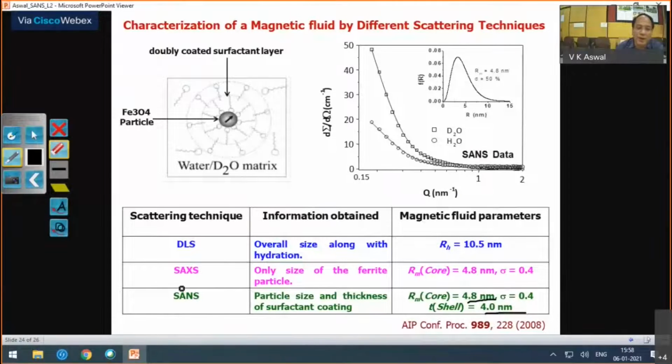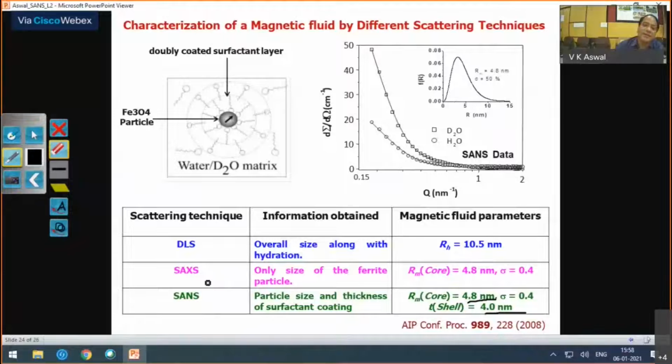But when you do small angle neutron scattering, you get the core size, which is consistent with that obtained by SAXS, plus you get the shell thickness of this surfactant coating. That you can only get when you use contrast variation in small angle neutron scattering, and also you can get hydration information from dynamic light scattering. You can simplify small angle neutron scattering if you already have some information from small angle X-ray scattering.